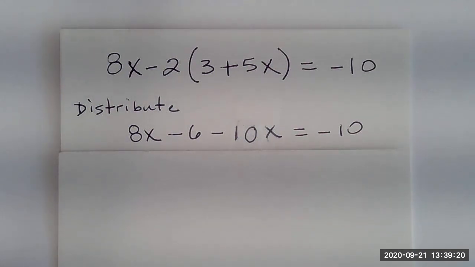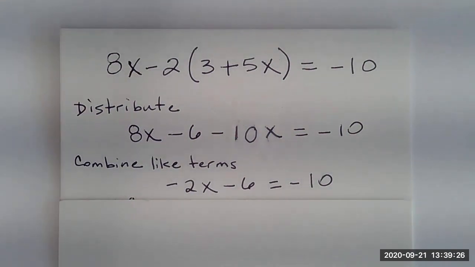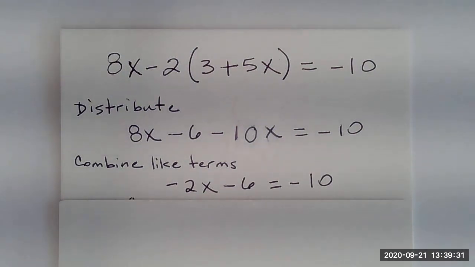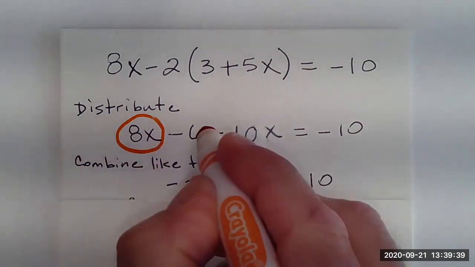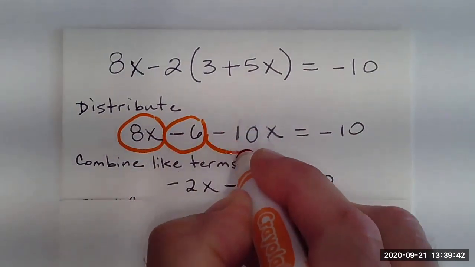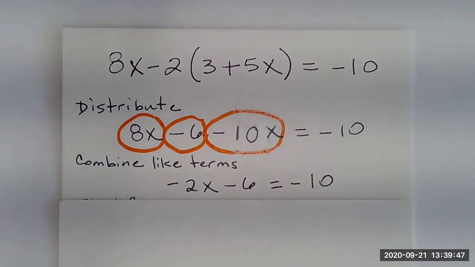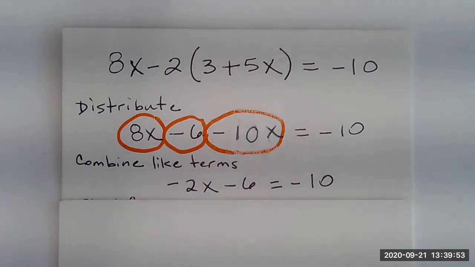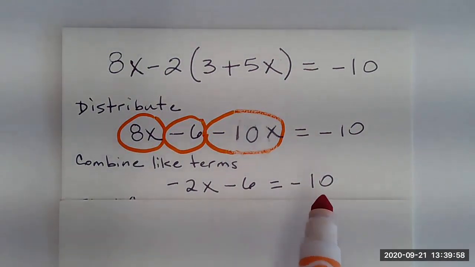Now at this point, the next step is to combine like terms. We combine an 8x and a -10x. Again, the most common errors here are to not recognize when these operations, addition and subtraction, function as the negative and positive values attached to those terms. Combine those two, we get -2x, -6 does not change, and the equation simplifies to -2x subtract 6 equals -10.